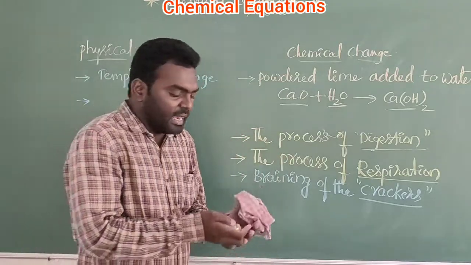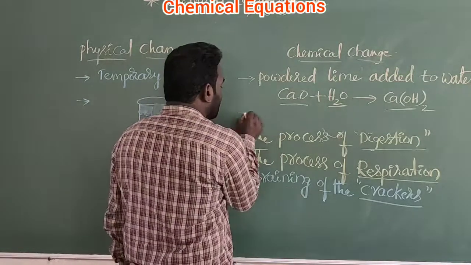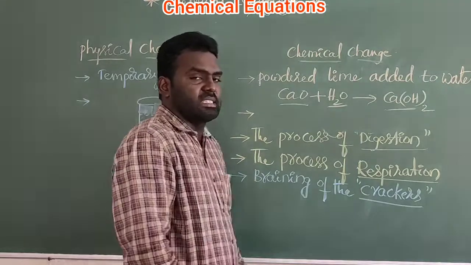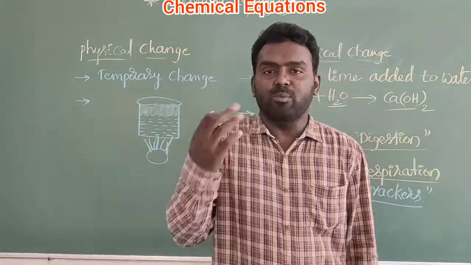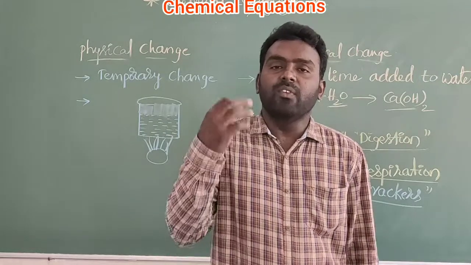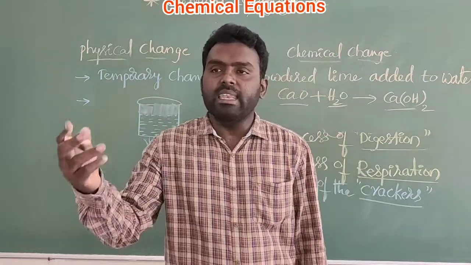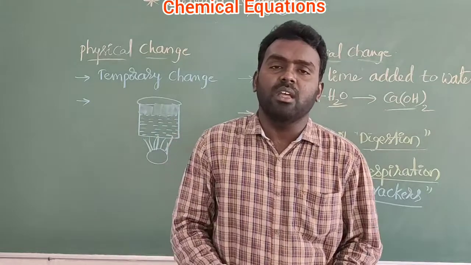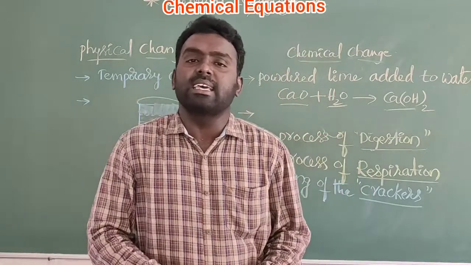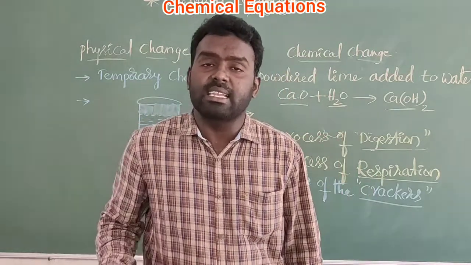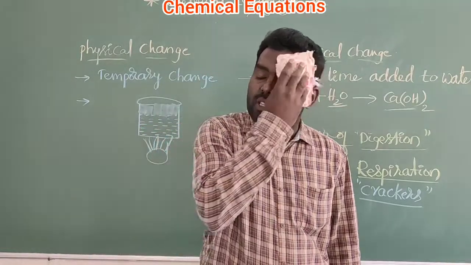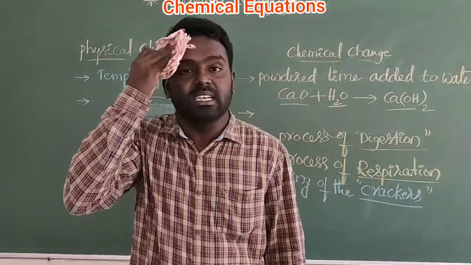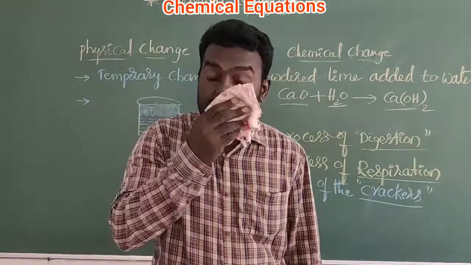The next example is exposing iron nails to atmospheric moisture. If you take iron nails, they react with the atmospheric moisture and the iron nails rust. Therefore, that is also an example of a chemical change. The rusting of iron is a chemical change.